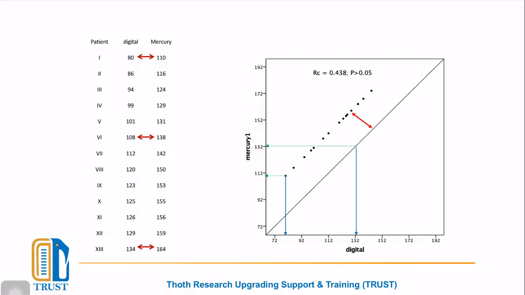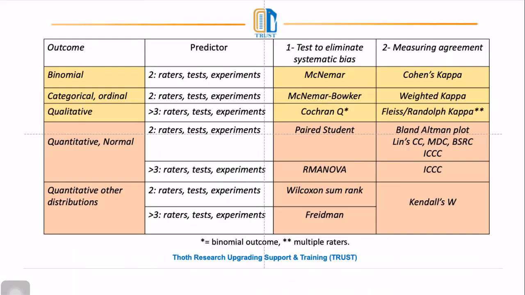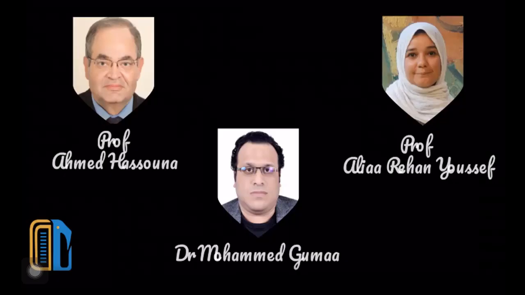Lin's concordance correlation coefficient quantifies the degree of agreement, and hence it shows a non-significant agreement between both measurements in our case, despite the perfect correlation. Lin's correlation coefficient will be discussed and calculated among the other measures of agreement that we will explain in our next coming workshop.